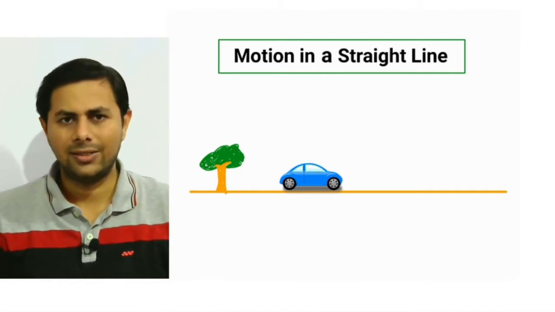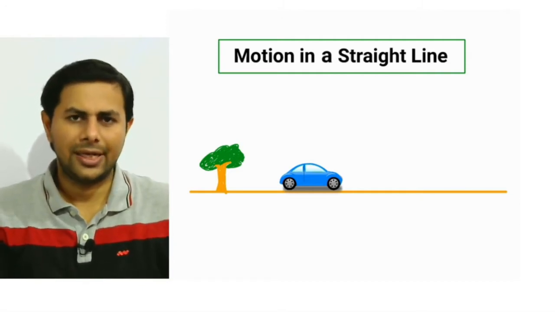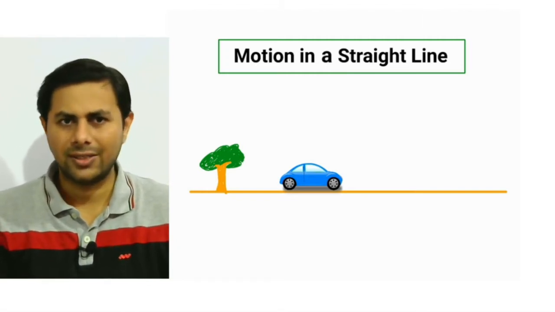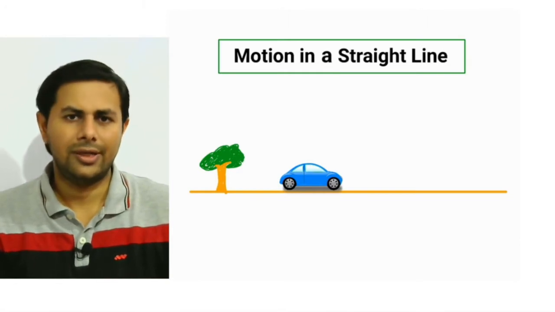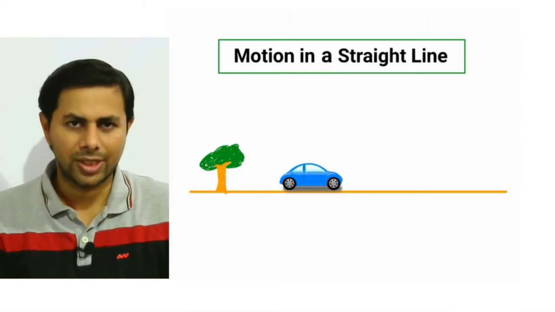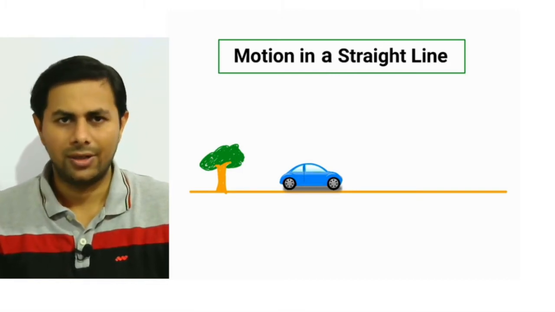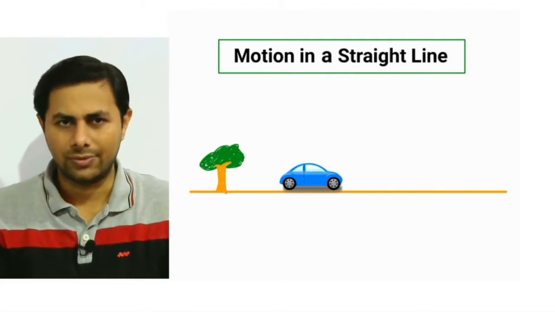So what is mechanics? Mechanics is the study of motion and it can be divided into two parts. The first one is called kinematics and the other one is called dynamics. In kinematics we study motion but we do not think about the causes of motion, and in dynamics we also include the causes of motion too.